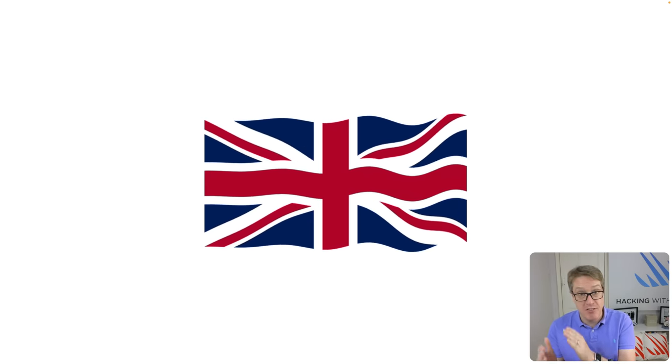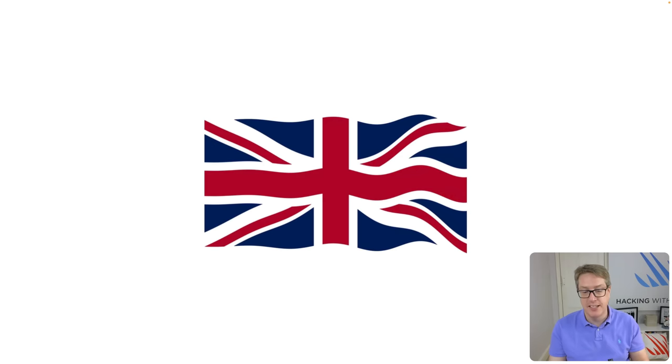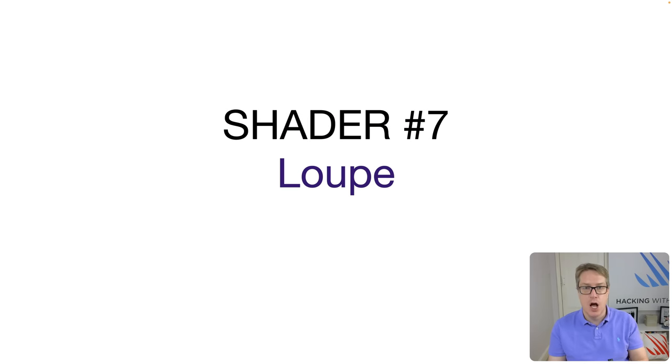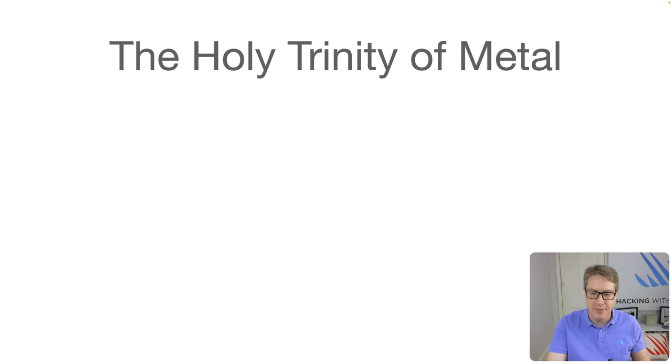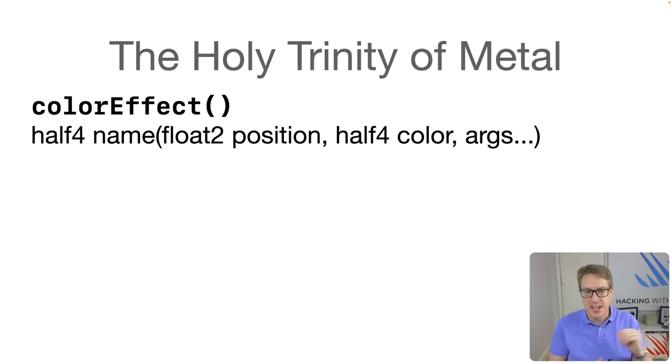And now you know how to read view size, we can look at an even more complicated shader. This one is a loupe effect, a zooming effect I've had on iOS since, I think, day one. For this, you've got to learn the third way to load Metal shaders into SwiftUI. I call them the holy trinity of Metal. The first one you've seen already, that's a color effect. You've got to return a new color, return a half4. We're given the position and the current color, and of course, extra arguments attached to that.